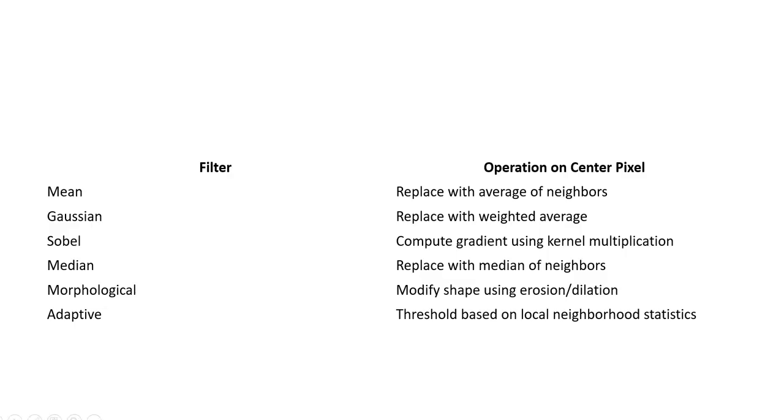So these are the different filters: mean, Gaussian, Sobel. These are the linear filters. Median, morphological, and adaptive, these are the nonlinear filters. Mean replaces with the average of the neighbors. Gaussian replaces with a weighted average. Sobel computes gradient using kernel multiplication. It's basically to detect edges. Then median replaces with the median of the neighbors. Morphological will modify shape. And the last one, adaptive, will help to apply a threshold.